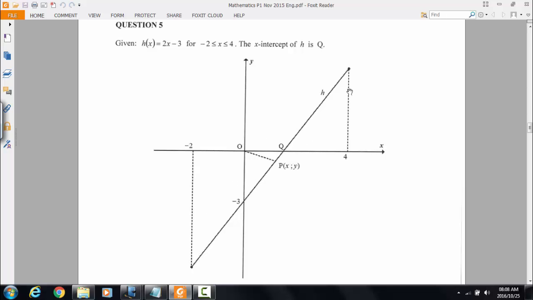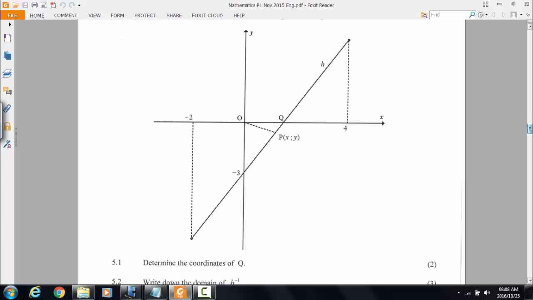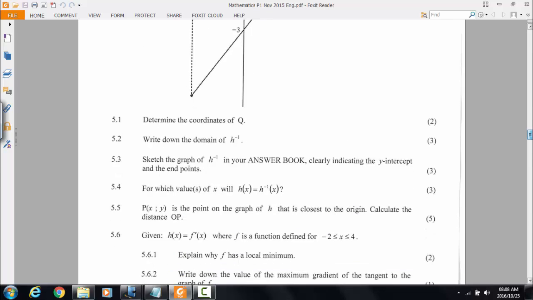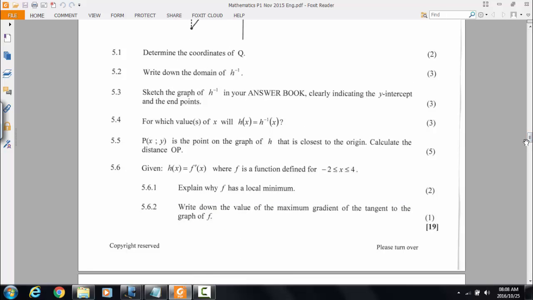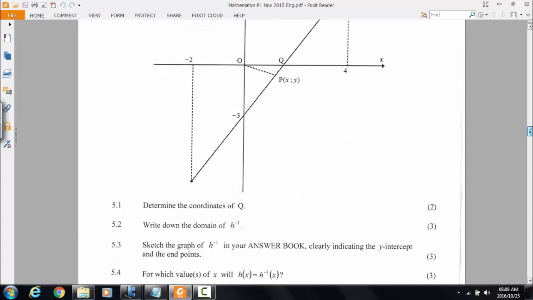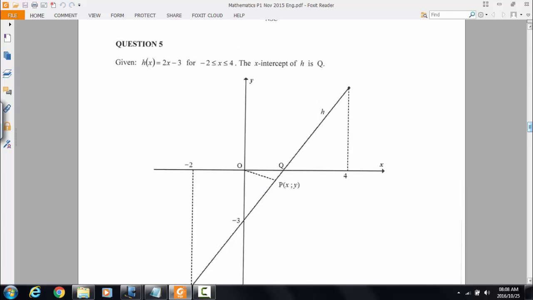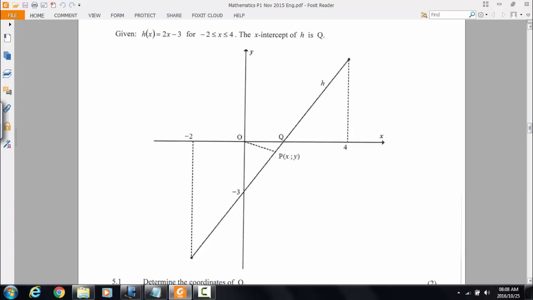They've given us some of the points, they've given us the boundaries, and they've said for x on that interval, the x-intercept of h is given by q, which is this little point over here. They're saying determine the coordinates of q. That's simple. Write down the domain of the inverse, sketch the graph of the inverse. Then they're asking for which values are the inverse and the non-inverse equal, etc, etc. So let's just take a quick look at this, and we can see, because it's a straight line, it's really simple. So let's go through it.